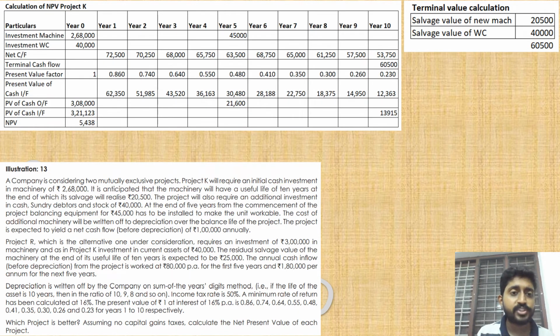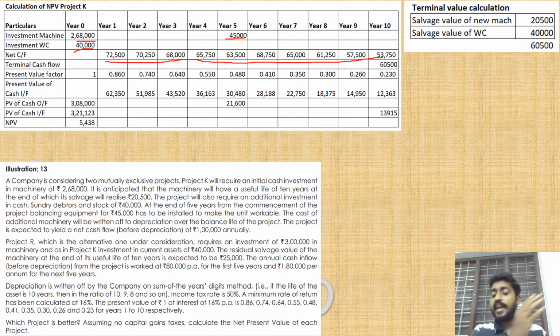So the NPV calculation: the investment is 2,68,000, plus for working capital you need 40,000 for balancing equipment. At the end of year 5, you need 45,000. For the cash flow, we have just calculated it in our last slide. So all the cash flow from year 1 to year 10 has been taken.